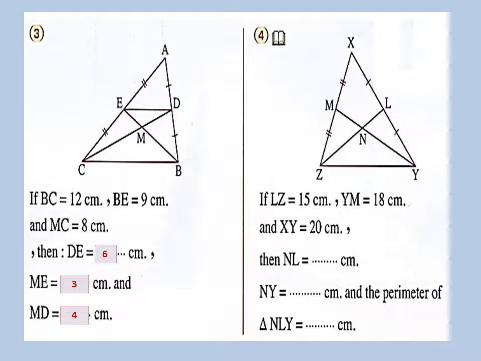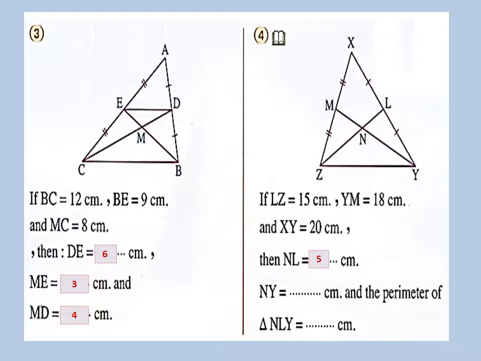Again, in number 4, a triangle XYZ, N is the point of concurrence of medians. LZ equals 15, YM equals 18, XY equals 12. First, NL is a part from base or vertex? Very good, from base. So NL equals a third of the total median. The median LZ equals 15. So NL will equal 5.